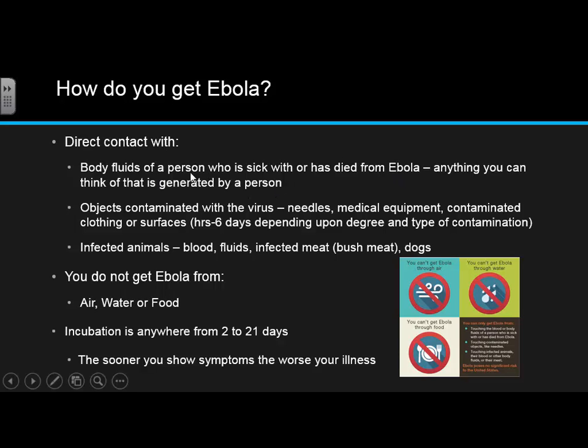And so this is what's important: direct contact with body fluids of a person who is sick with or who has died from Ebola. So anything that you can think of: sweat, saliva, tears, snot, vomit, diarrhea, blood. What about breast milk? What do you think? What about vaginal secretions? What do you think? And what do you think about urine? It's in the urine. And what do you think about the semen? Oh, yeah. They have actually found Ebola virus living in somebody who has recovered from Ebola, living in the semen 82 days after disease. Okay?